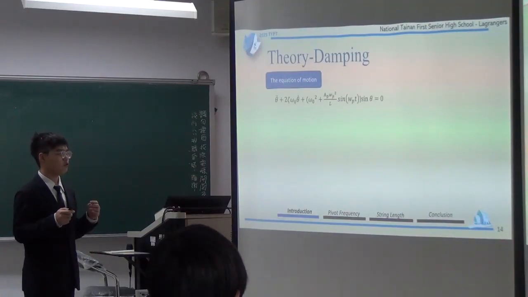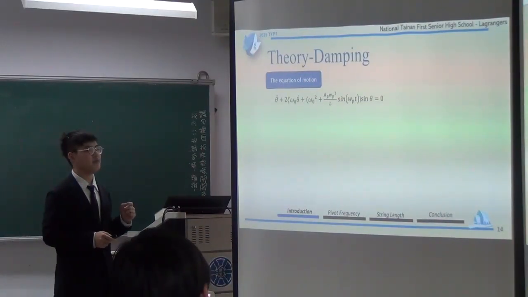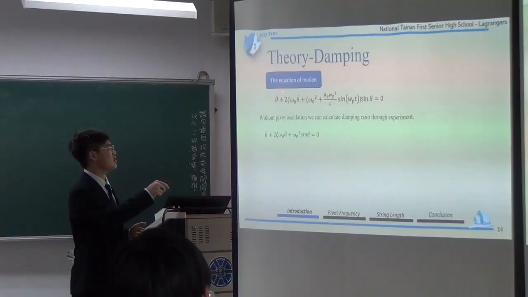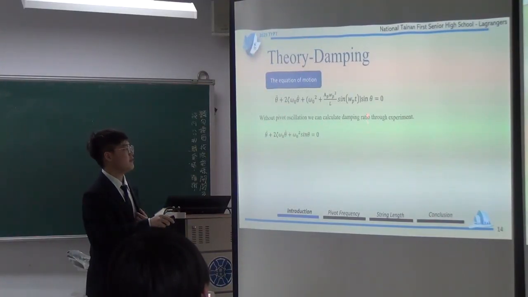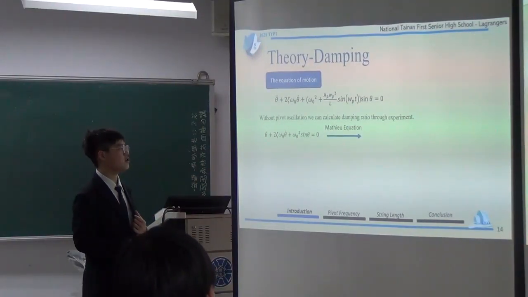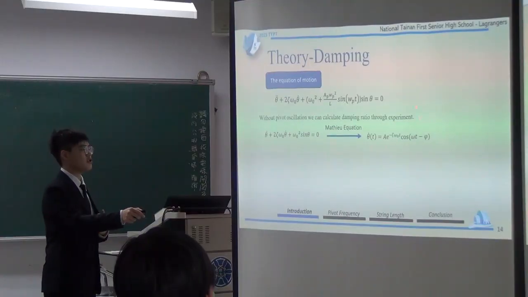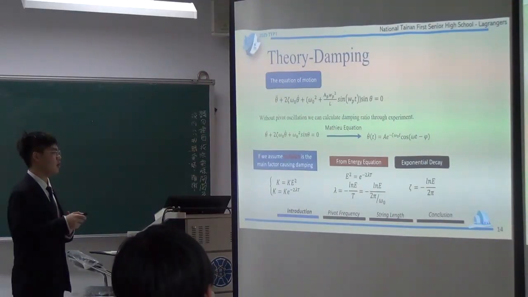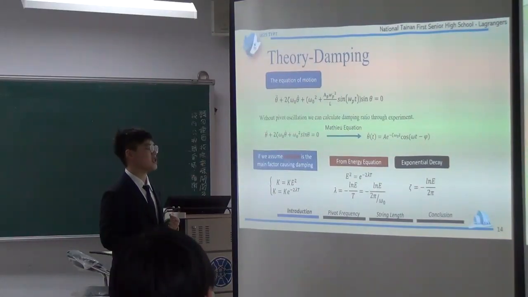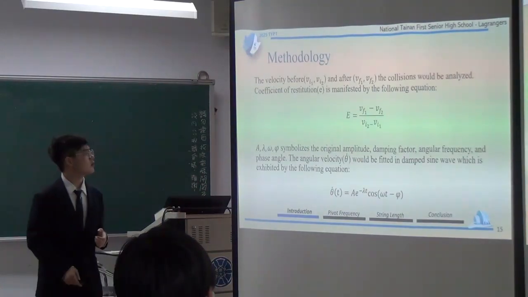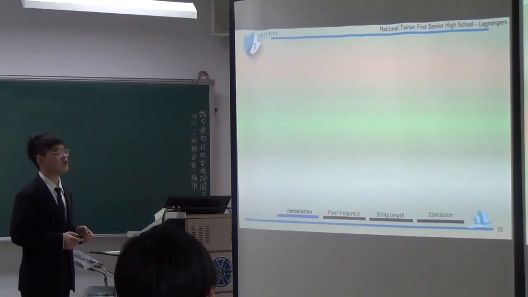And yeah, we will do the first experiment, which is to calculate the damping caused by the collision. So this is the equation of motion. If we factor out the pivot oscillation in our experiment, then we can calculate the damping ratio. By substituting the math equation, we can estimate the motion of this equation as this. So if we assume that collision is the main factor causing damping, from the energy equation, we can get this exponential decay. And this is a method of calculating the coefficient of restitution.